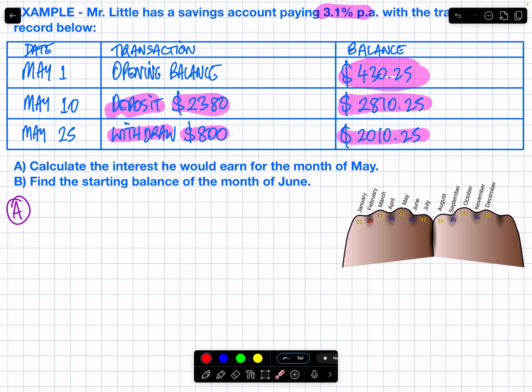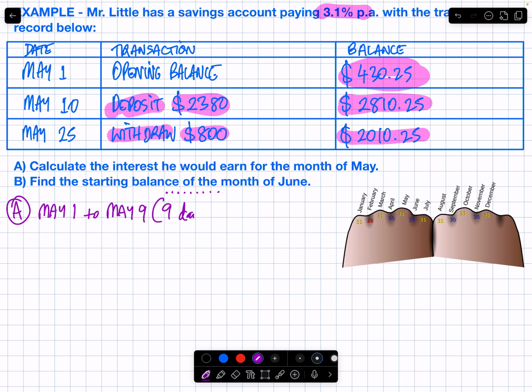So calculate the interest he would earn for the month of May A. You have to break it down into the day periods for each balance. So May 1st to the balance changed on May 10th. So the days that the balance was at $430.25 was May 1st to May 9. Count on your fingers how many days that was. May 1st, 2nd, 3rd, 4th, 5th, 6th, 7th, 8th, 9. That's 9 days.